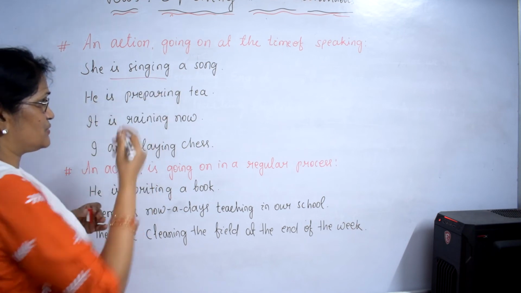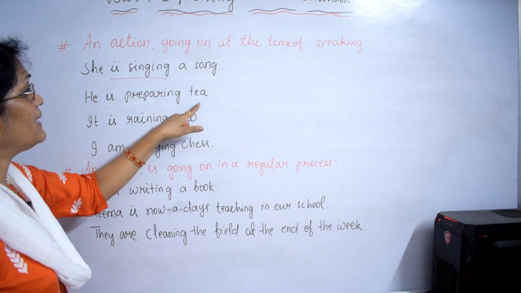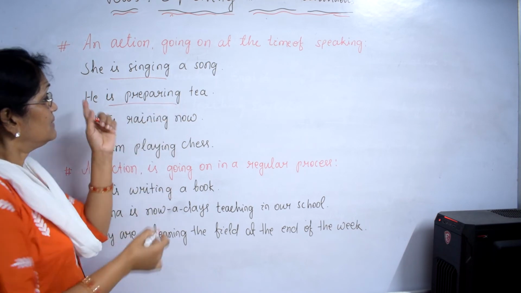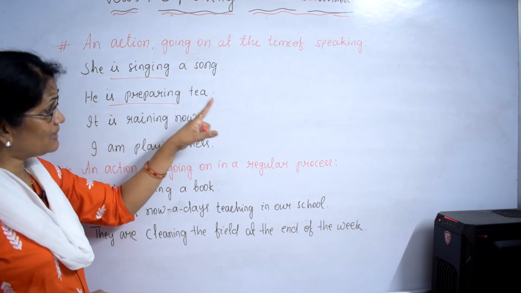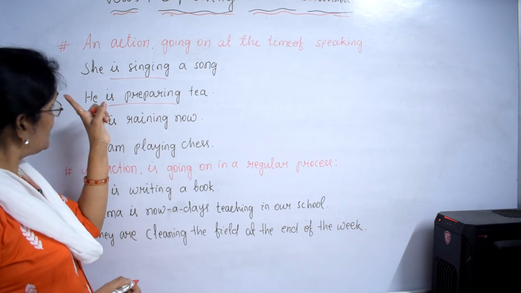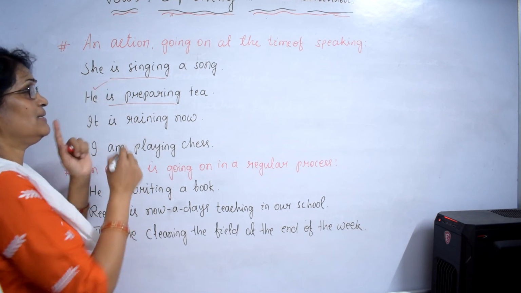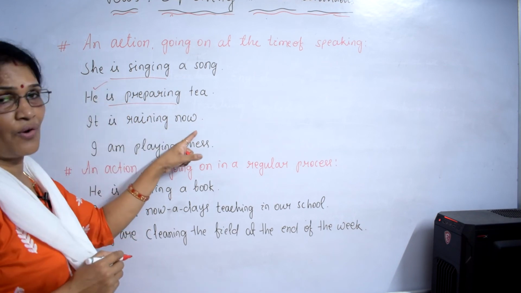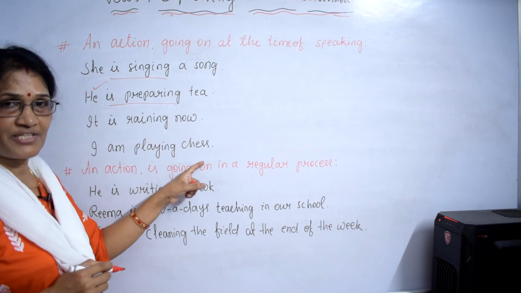Be verb plus ing form of verb. He is preparing tea. Someone is expressing it at the time of happening, that means at the time he is preparing tea. It is raining now. I am playing chess.